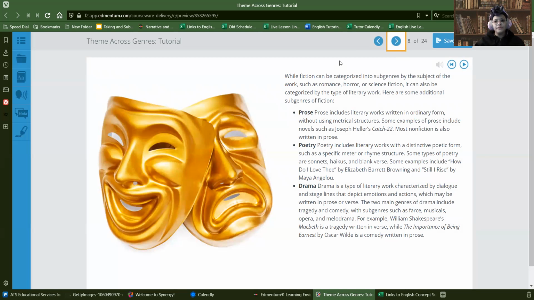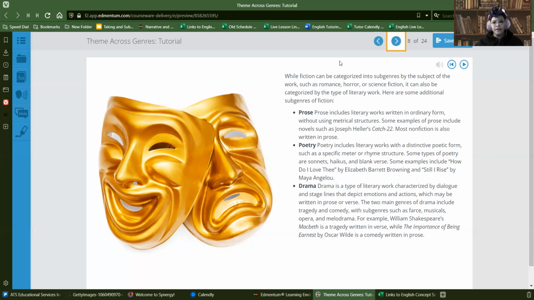Okay, it says, while fiction can be categorized into subgenres by the subject of the work, like romance, horror, or science fiction, it can also be characterized by the type of literary work. So these are the other genres, sort of things that I was talking about before. Now there's prose. Prose is basically anything that's written in normal form to tell a story.